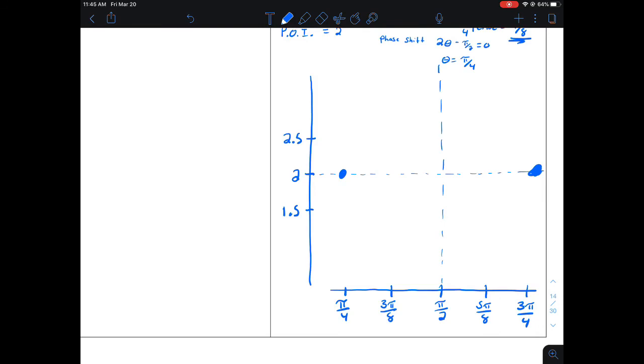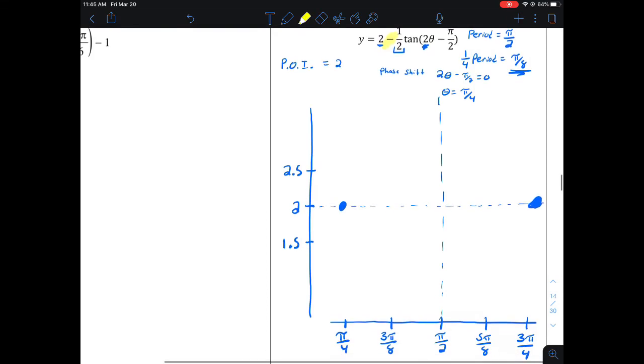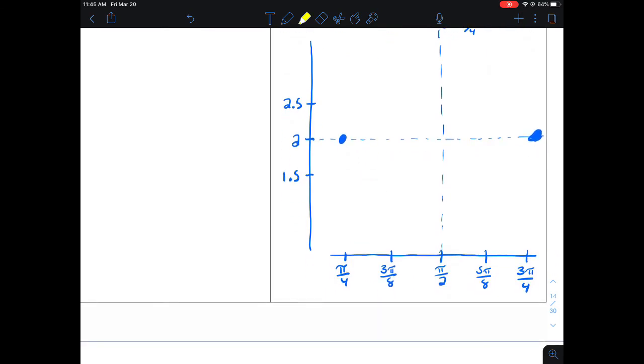So I just have to sketch the behavior from here. Well, tangent is supposed to be an increasing function. However, I am multiplying tangent by a negative 1/2. What that means is I reflect it over this so-called midline that we drew. I flip it over, so instead of increasing, it's going to be decreasing. So at 3 pi over 8, I'm going to have a value at 1.5. So that way, when I go from pi over 4 to 3 pi over 8, I show that I'm going to be decreasing.